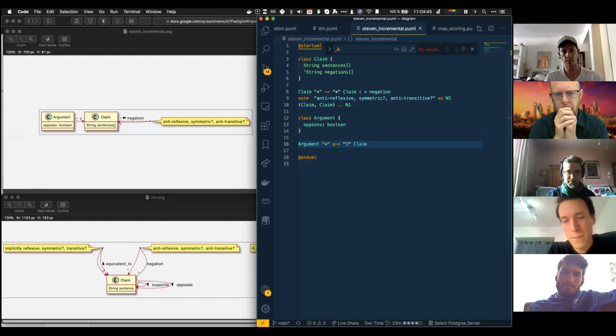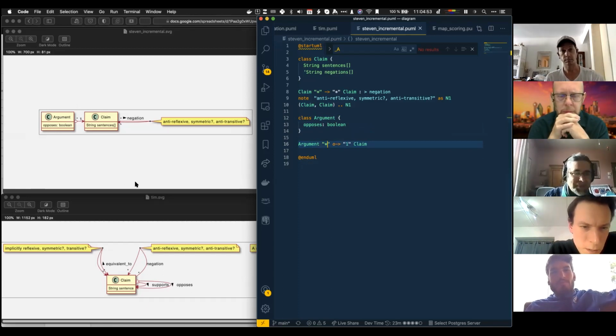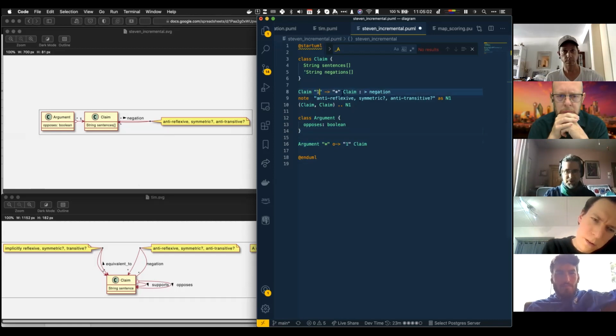Is that what you meant? Yes, I think so. I don't know the syntax by heart. Look at the diagram. At the diagram level, the negation is probably 1-to-1 in that case. Isn't it on the wrong? Yes. Yeah. No, there's no relation.